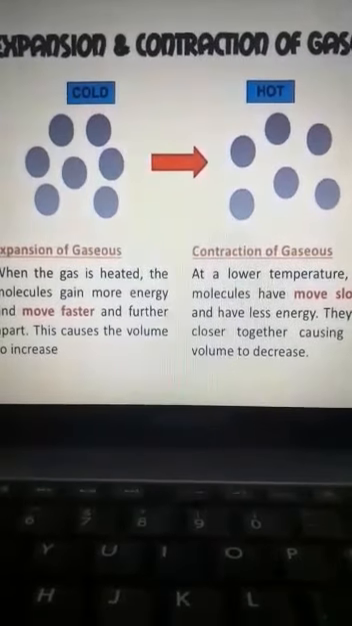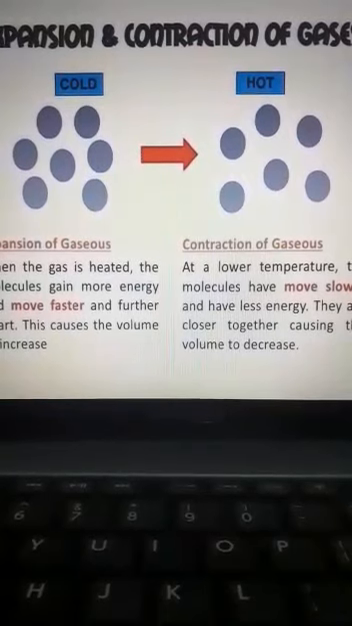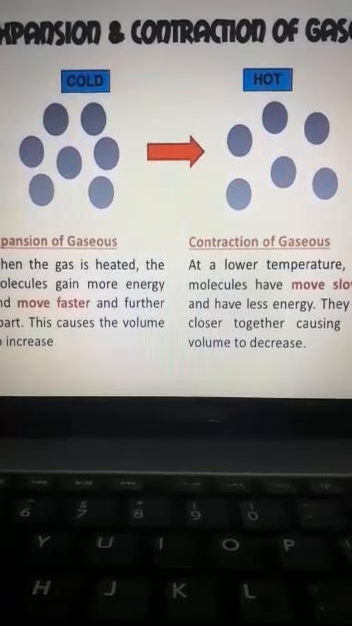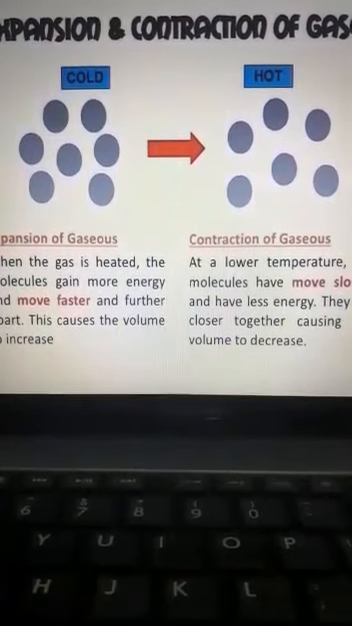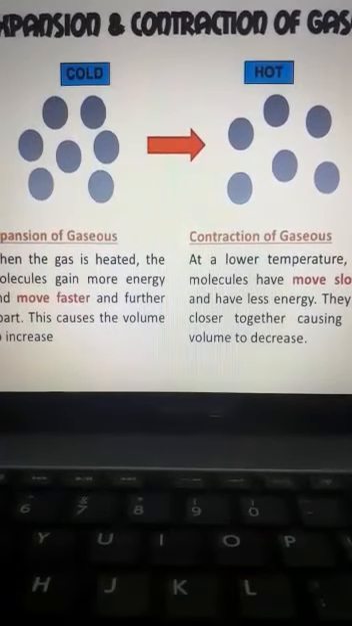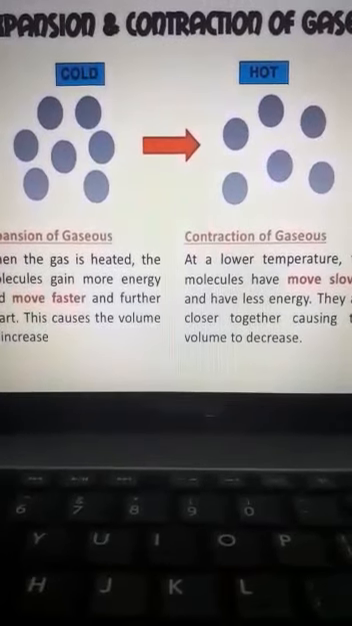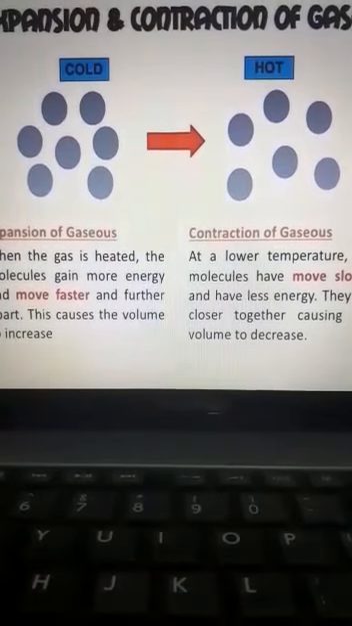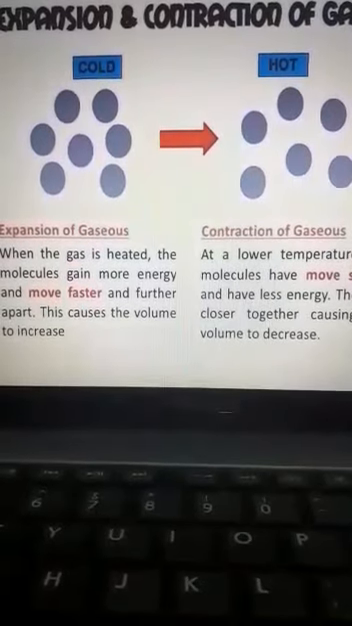Now let us look at the expansion and contraction of gases, or thermal expansion in gases. The first diagram shows us the position of particles in the cold state, and the second shows us the position of particles when a gas is heated, right? When the temperature of gases is lower, the molecules move slower and have less energy. That means they come closer together, and as a result the volume of the gas will decrease.